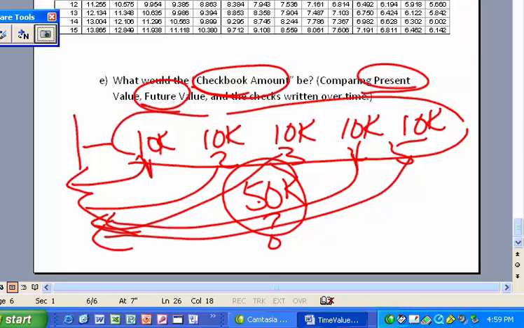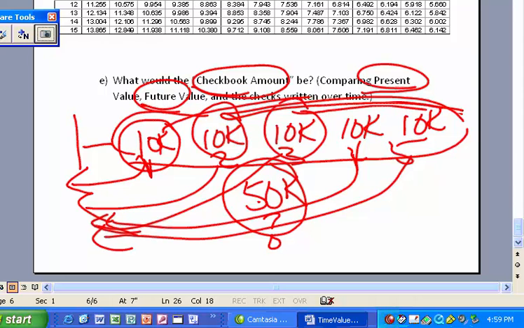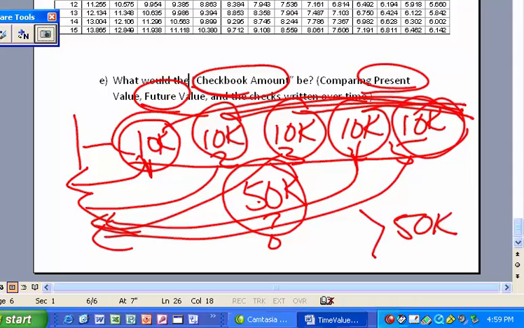If we go the other route and look at the future value, then this first deposit is going to gain interest for 4 years, the second deposit for 3, the third deposit for 2, the fourth deposit for 1 year, and then make that final fifth deposit. It's going to be greater than $50,000. So a present value will be less than $50,000. A future value will be greater than $50,000, even though we're writing checks for $10,000 every year for 5 years.